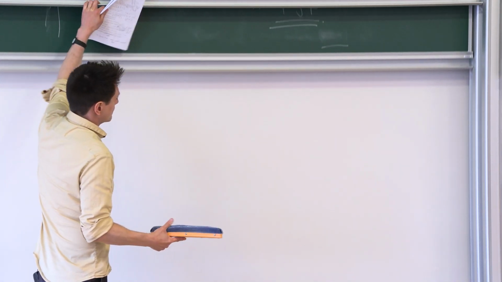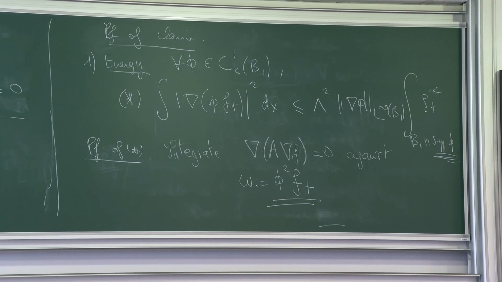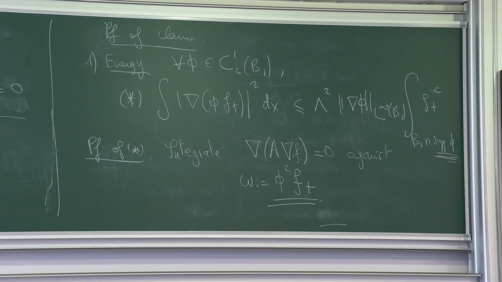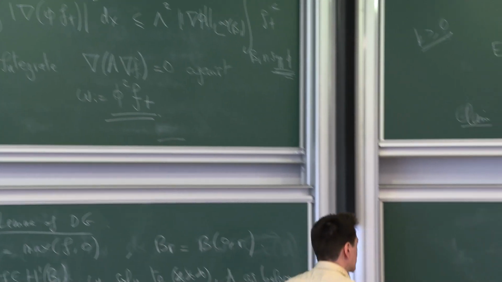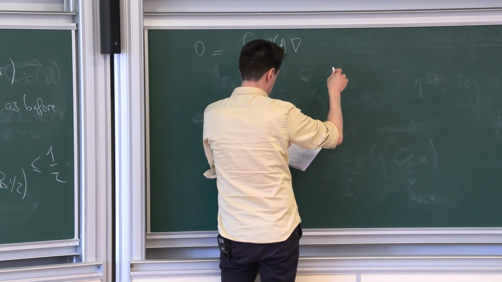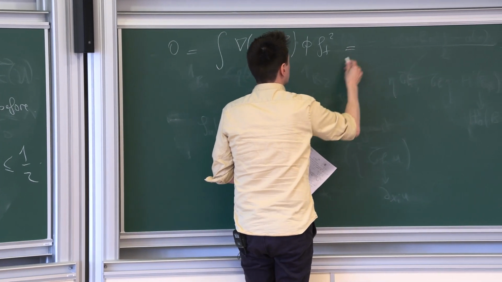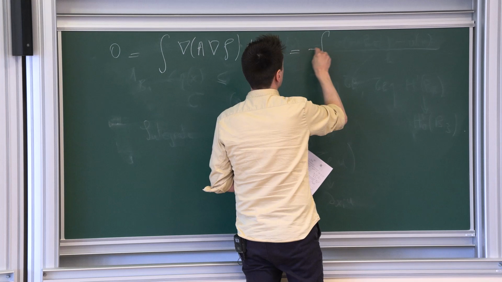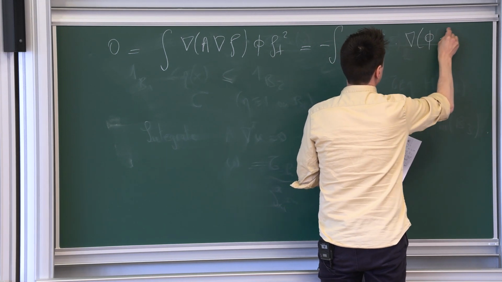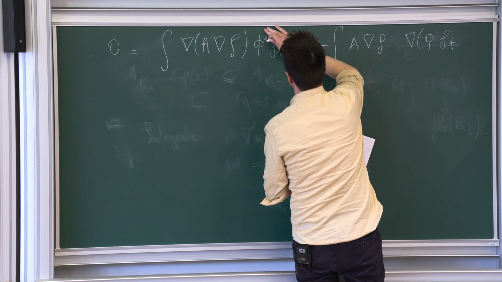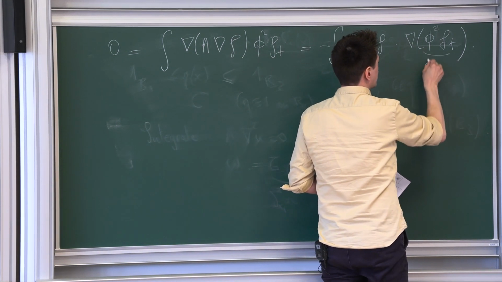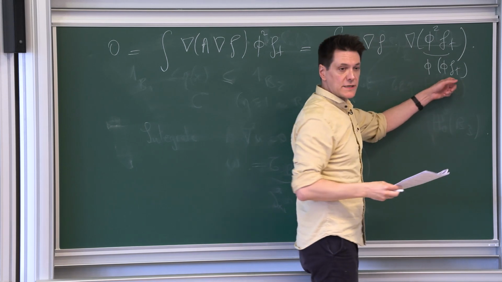So what do we get? So I get 0 is equal to, so I do one integration by part, which is legit because of compact support of phi. So I get minus A grad F composed with phi, grad of phi F plus, no, yeah, there's no square here. And now I expand, but the way I expand, I write that as phi times phi F plus. So I put the gradient here or here.